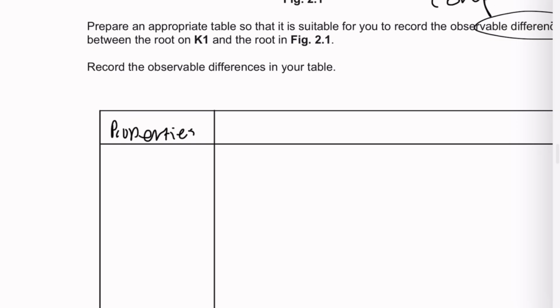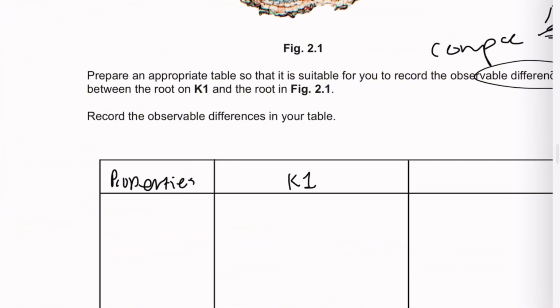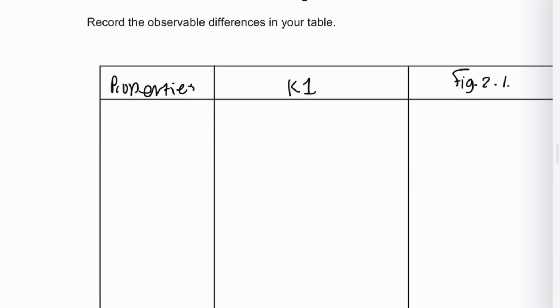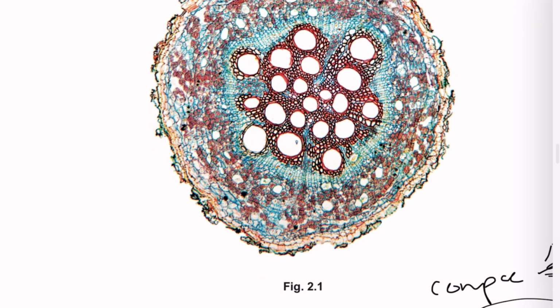And then here I'm going to write the slide, which is K1, and figure 2.1. Now, properties, obviously this depends on your slide, but in general it could be, for example, the thickness of the cortex, the number of vascular bundles, the presence of trichomes, what else do we have here? You can also talk about the epidermis, how many layers. So again, depending on the slide in front of you.